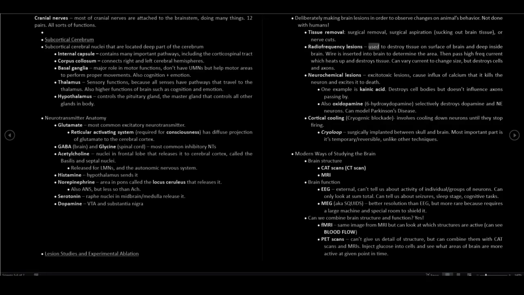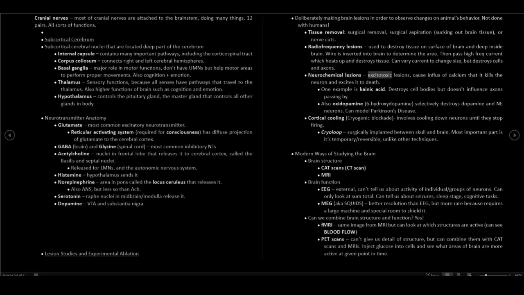Radiofrequency lesions are used to destroy tissue on the surface of the brain and deep inside the brain. A wire is inserted into the brain to determine the area. Then high-frequency current is passed, which heats up and destroys tissue. The current can be varied to change the size, but it destroys cells and axons.